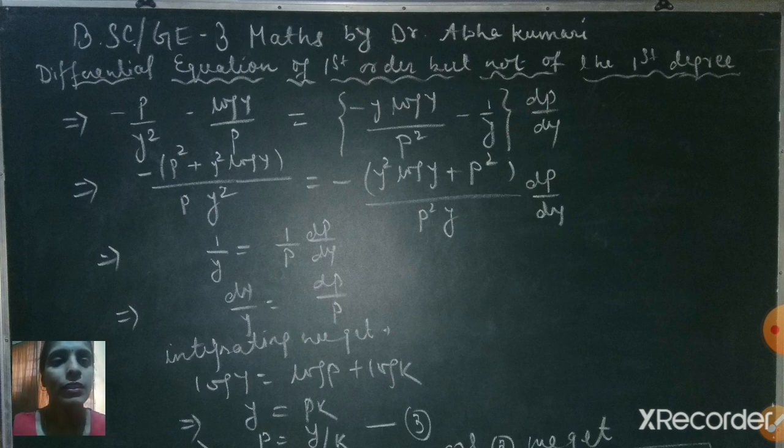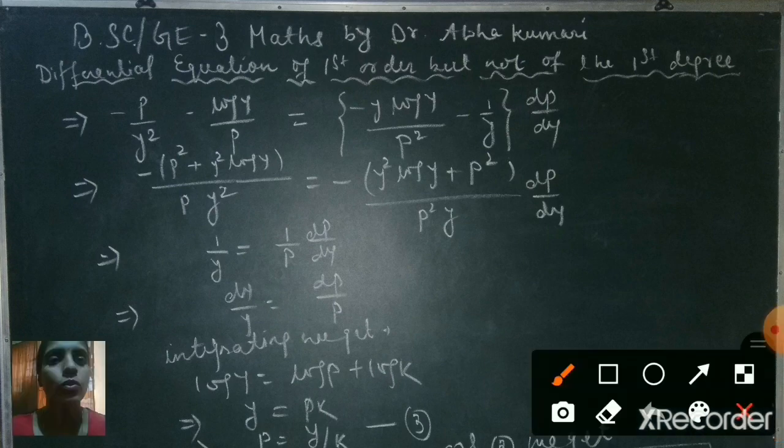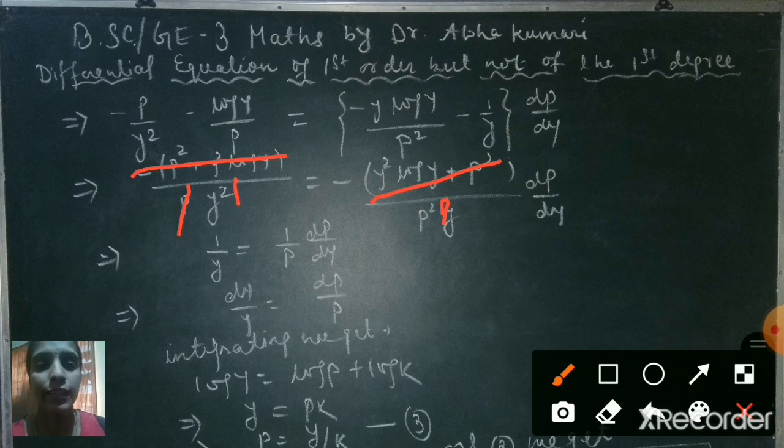Since we have p square y square log y on both sides, the same term, the whole term gets cancelled. So we have 1 by p y square equal to 1 by p square y into dp by dy. Now p and y again get cancelled, and p and y again get cancelled. So we are left with 1 by y on the left hand side, while on the right hand side we have only 1 by p into dp by dy. Okay, so this implies dy by y equals dp by p. We just arrange the terms according to our integration.